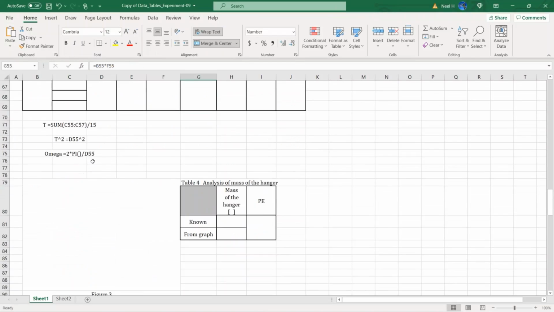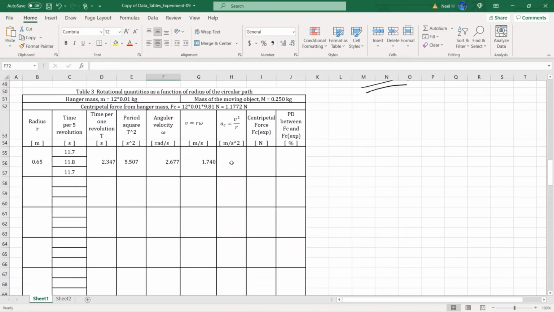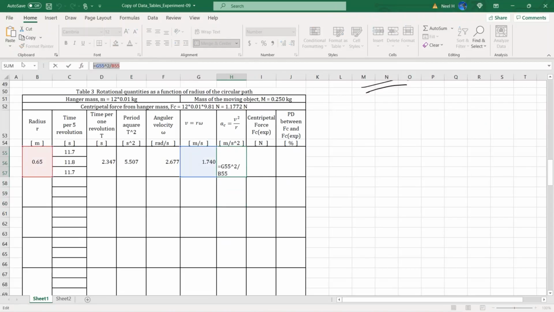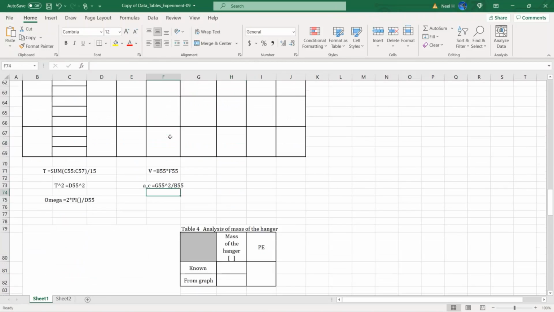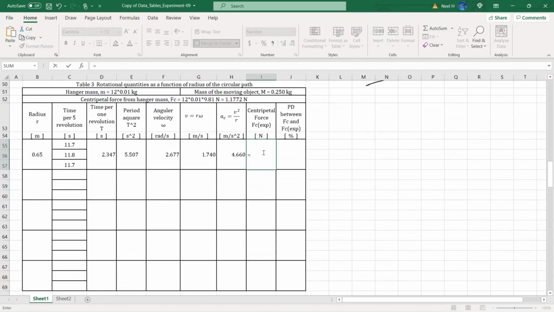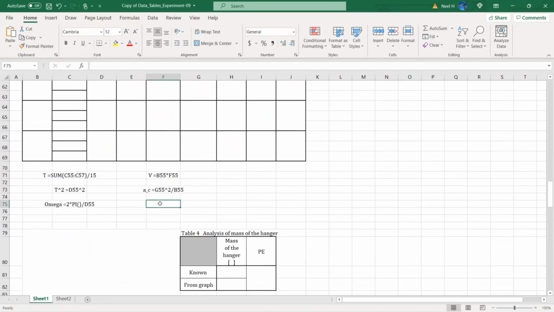And then by using that, we can calculate the centripetal acceleration, which is v squared divided by r, about 4.66. By knowing that, we can calculate the centripetal force, which is the mass of the moving object, now fixed at 0.250, multiplied by the centripetal acceleration calculated experimentally, H55. So that number should still be about the same as we got last time.